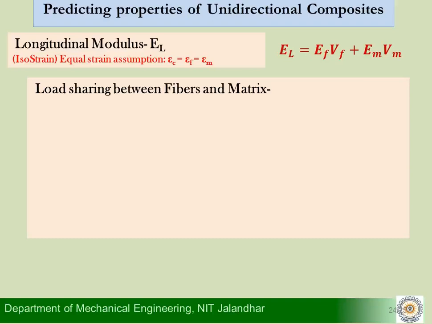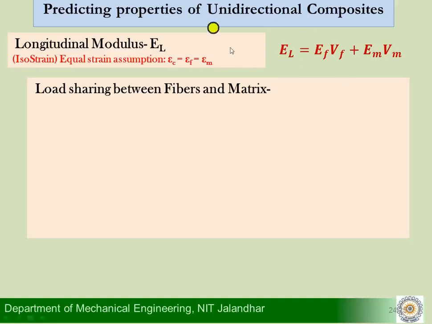We have also seen that the gain in stiffness, that is the ratio of EL to EM, depends upon two parameters. The first one is the stiffness ratio between the fiber and the matrix, that is EF upon EM, and the second one is the volume fraction of the fibers. Both of these give us the ratio between EL and EM, that is the gain in stiffness in the matrix that you achieve by forming a composite material.